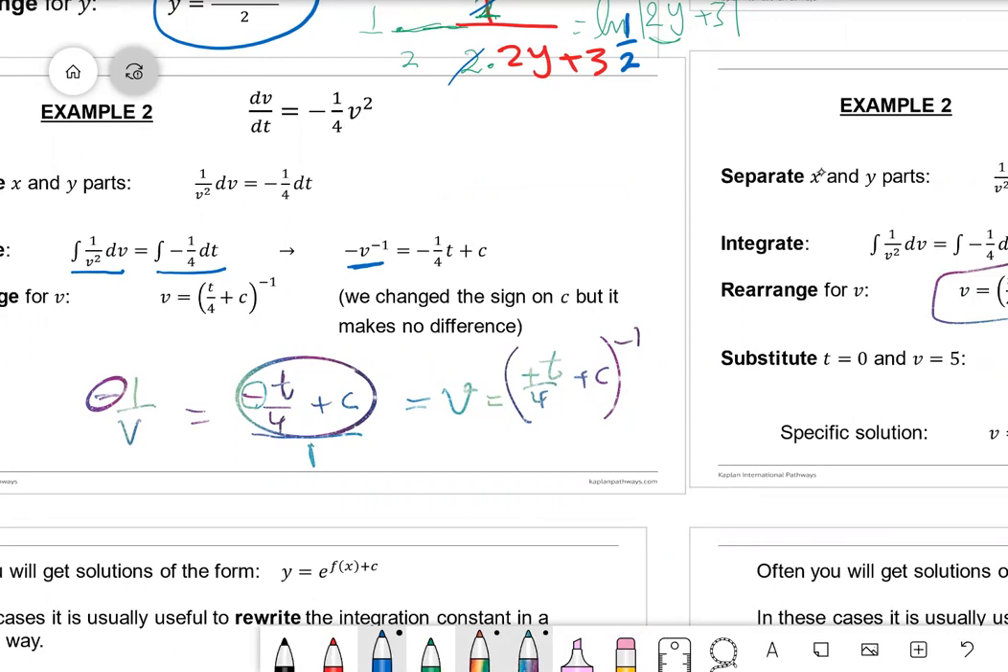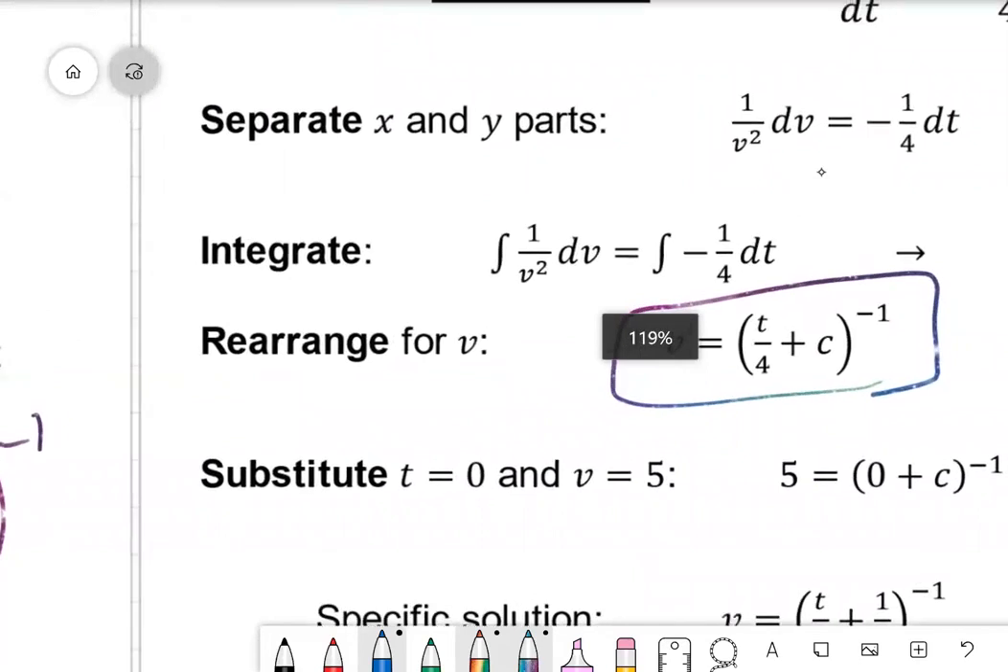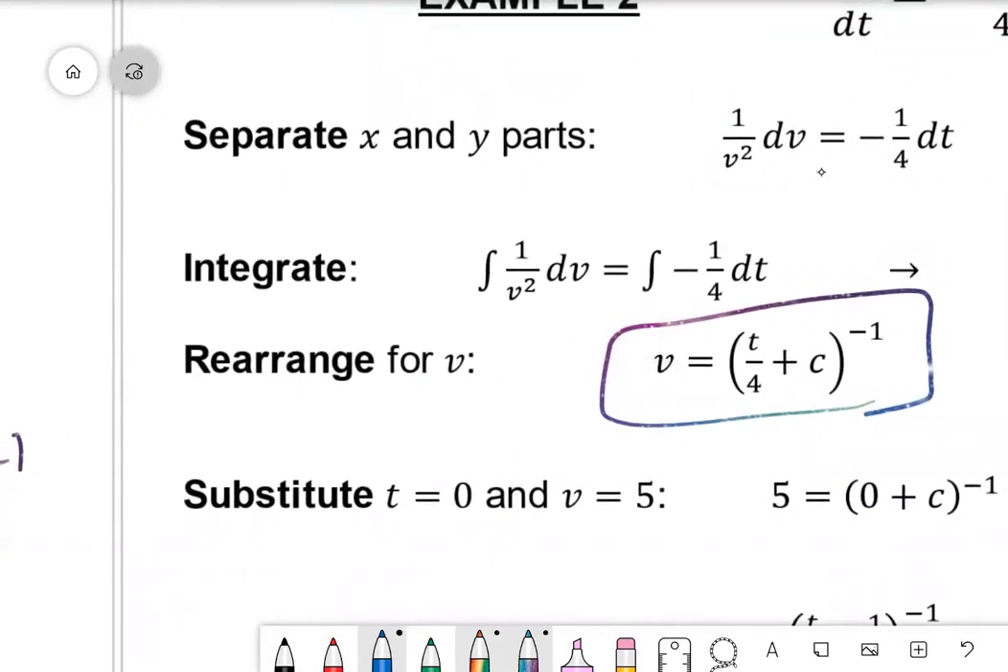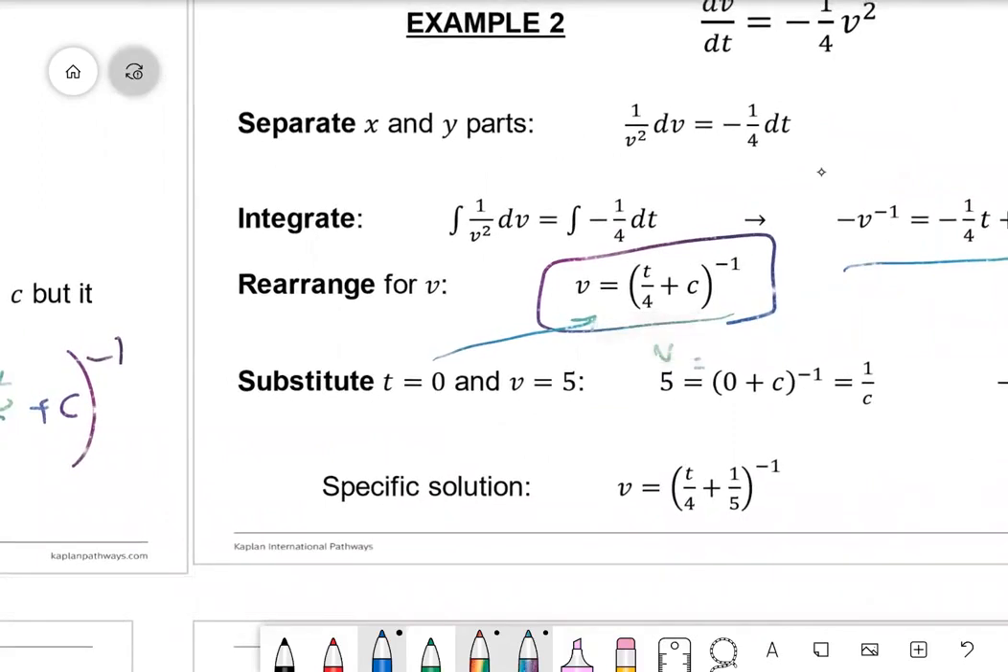Okay, so this is the general form. And now, because we have the values of t and v, we substitute the values in this equation. So the v is 5, so v equals t over 4, t is 0, divided by 4 is 0, plus c to the power minus 1. So 1 over c equals 5, and therefore c equals 1 over 5.